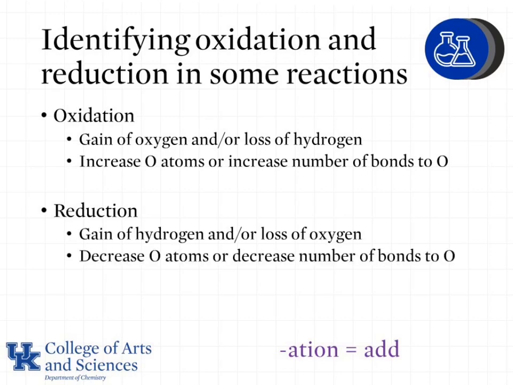For a reduction, we will see the gain of hydrogen and or the loss of oxygen. This can mean a decrease in the number of oxygen atoms present or a decrease in the number of bonds to oxygen. We will use this process when we're dealing with organic and biological reactions. Whenever we're looking at inorganic reactions, we always want to assign oxidation numbers to each atom.